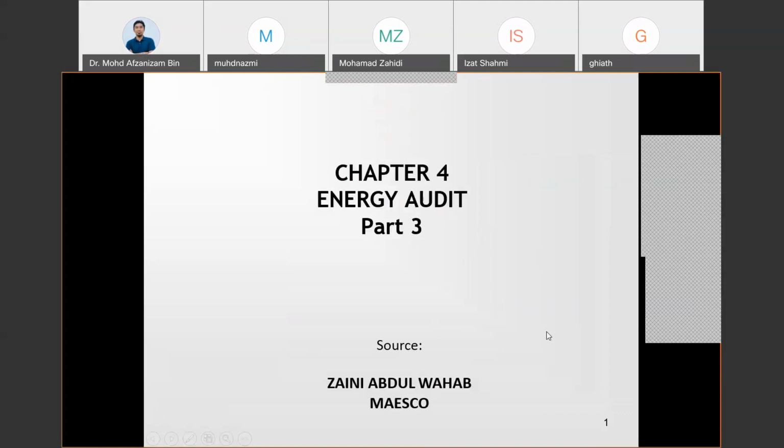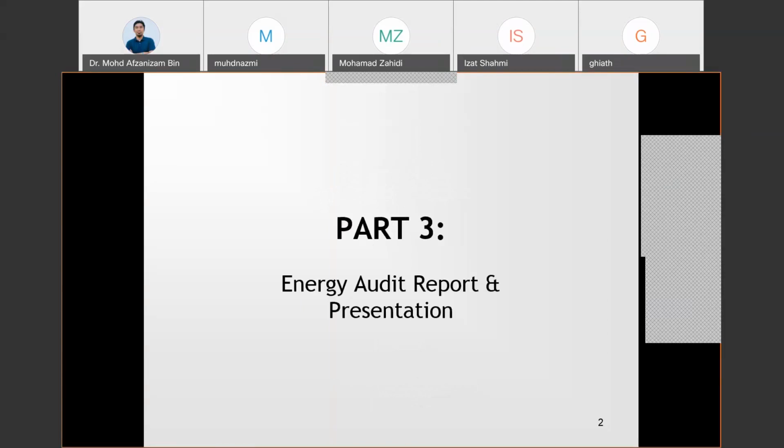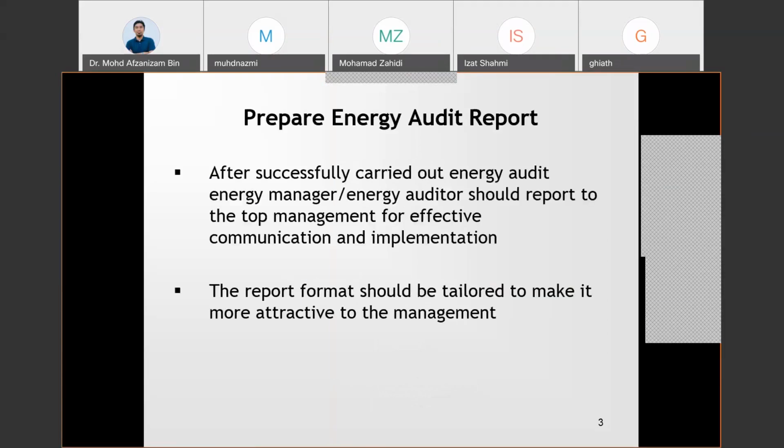Okay, so for chapter 4, energy audit part. Actually, just now we learned part 4 of preparing the energy audit. So let's go back to part 3, which is simpler: energy audit report and presentation. So this is the step that we need to perform for the energy audit.